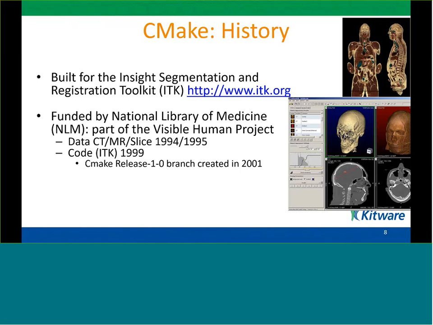So Kitware was part of the team. There were three commercial entities and three academic institutions that were tasked with creating ITK. Kitware was one of the lead engineering teams, and we were basically tasked with making it build on Windows, Unix, and Apple. We weren't exactly tasked with creating a build tool, but at the end of the day, that's what we did with CMake. And in 2001, CMake was created and had its first release branch.